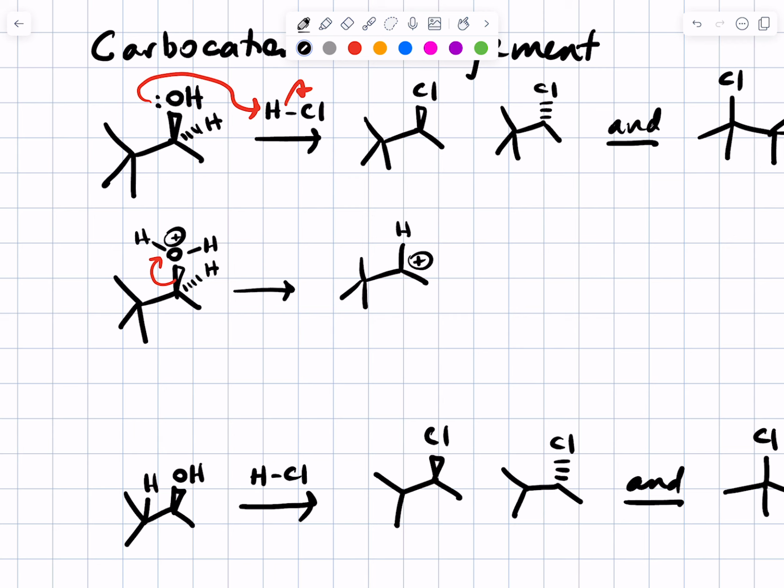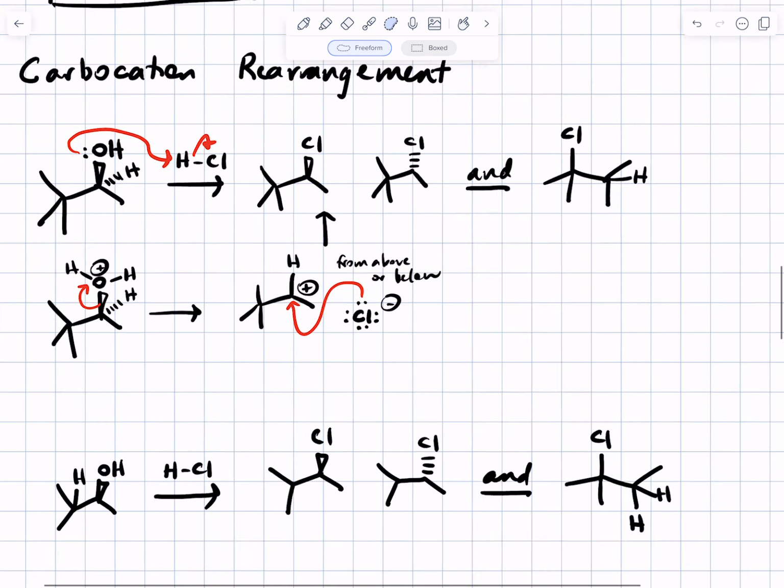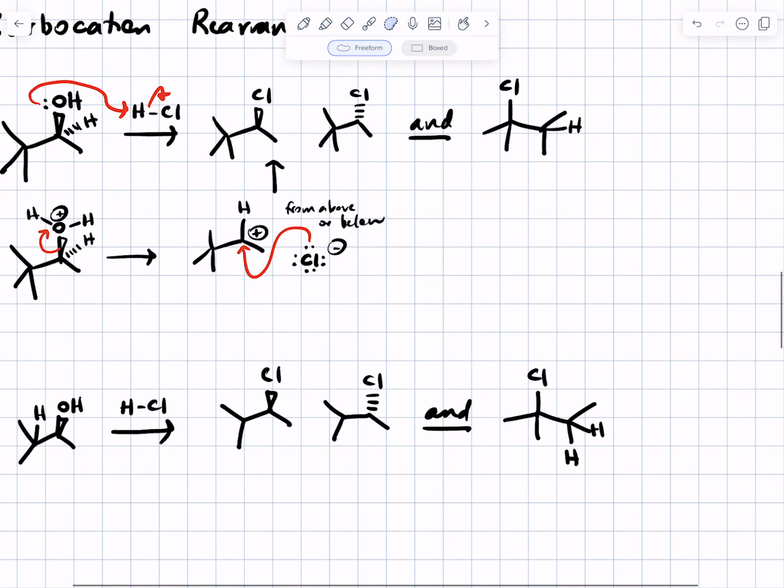If we want these two non-rearranged products, then all we need to do is have our chloro nucleophile attack the positively charged carbon. See, I like the arrow to point closer to the carbon than that. So there we go. The positively charged carbon, either from above or below, and that gives us those two non-rearranged products. That's easy so far, that's what we expect. But how do we get the rearranged one?